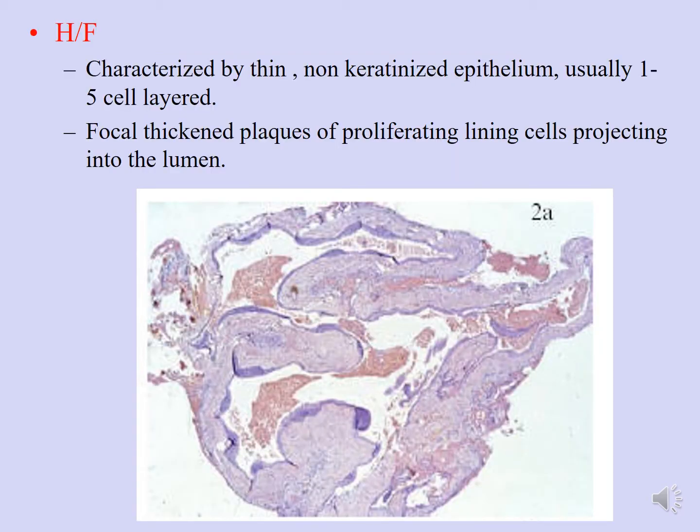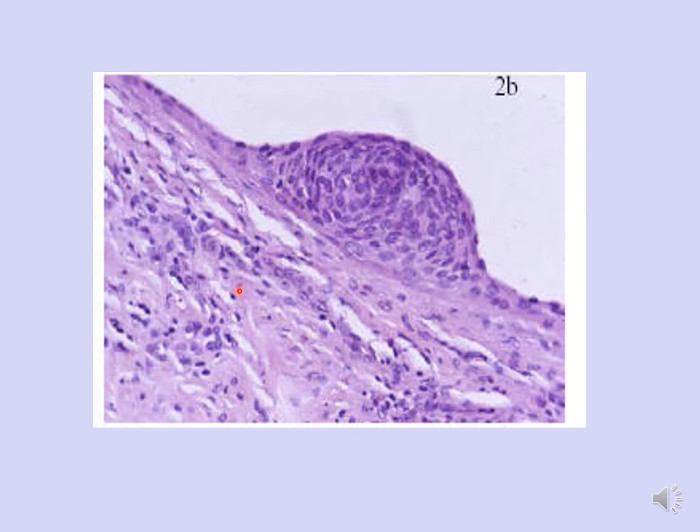Now, histopathologically, lateral periodontal cysts are characterized by thin, non-keratinized epithelium, usually one to five cell layers thick, with focal thickened plaques of proliferating lining projecting into the lumen. If you look at this white space showing a hemorrhagic area, this is the lumen and this is the content inside the lumen. This dark blue lining is the lining epithelium. Closely, these are the local thickenings or epithelial plaques that are characteristic of the histopathology of lateral periodontal cyst.